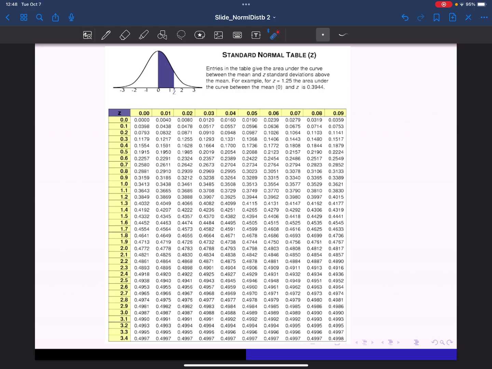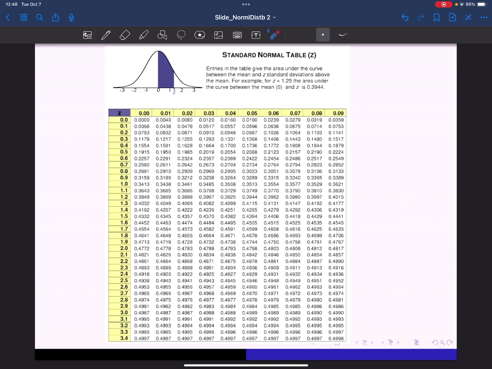But this area only represents from the mean to the right side. So if you have more, always to the right side, you use the z-scores. For example, if we have 1.25, we're looking at 1.2 and going until 5 to get 1.25. So here is my 5, and the intersection with 1.2 is right here. The area under the curve between 0 and 1.25 is 0.3944, and it stays so right here.